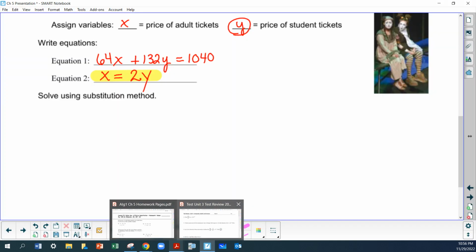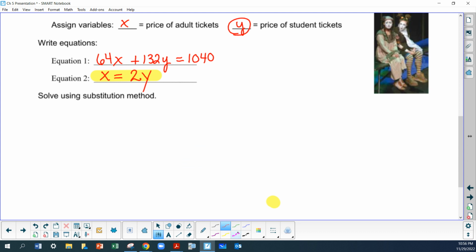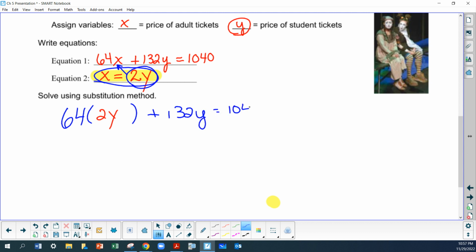And that means that they've solved one of the equations for the variable. Kind of like when we started this today, we know that x equals 2y. So let's just take that 2y and substitute it into equation 1 for x. So 64. Let's replace x with 2y, and then continue on our merry little way. 132y equals 1040.